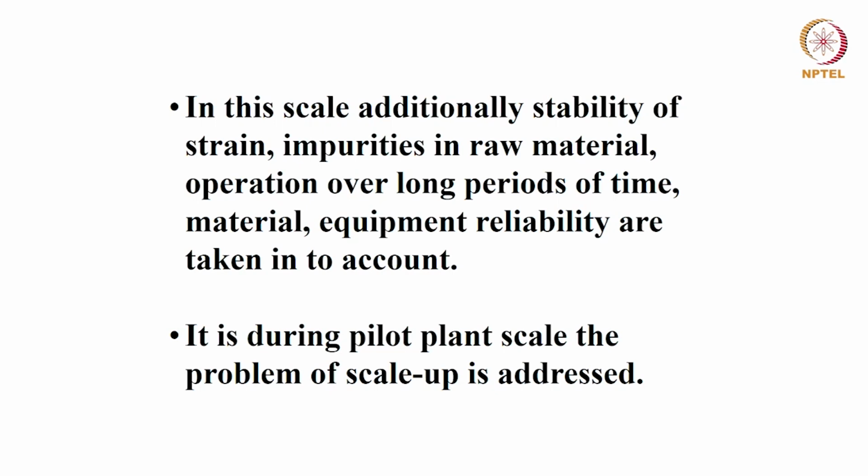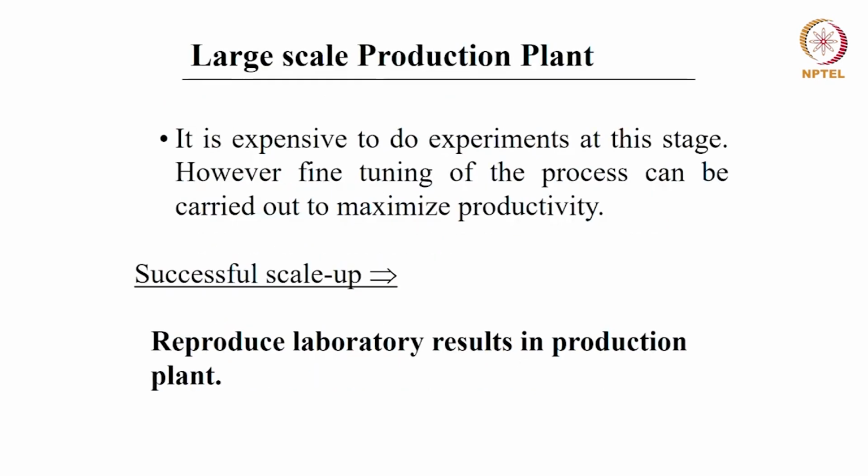We can also check the stability of the strain, which means if there are any impurities present in the raw material, the batch to batch variation. We can check the sterility maintenance, or the feasibility of sterile operations over a long period of time. We can check the equipment reliability. So these are the additional things which can be looked into at pilot scale. It is at the pilot scale level where the problem of scale up is addressed.